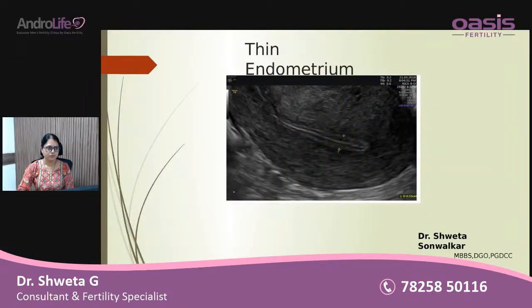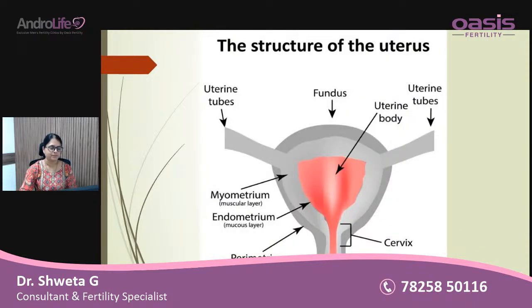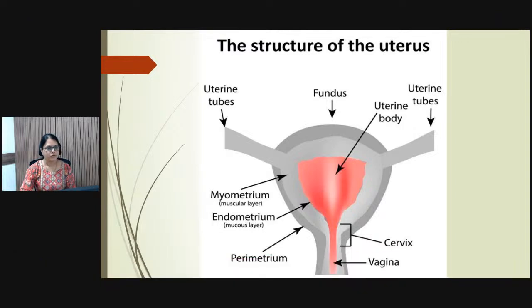Today I will be discussing thin endometrium. Before going into thin endometrium, let us understand the layers of the uterus, that is, the anatomy of the uterus. The uterus has three layers. The outermost layer is known as the perimetrium. The middle layer is known as the myometrium, which is made up of muscle fibers, and the innermost layer is known as the endometrium.